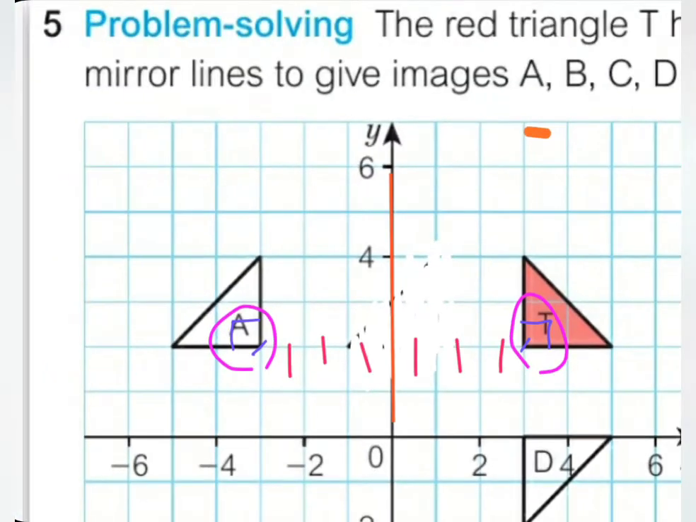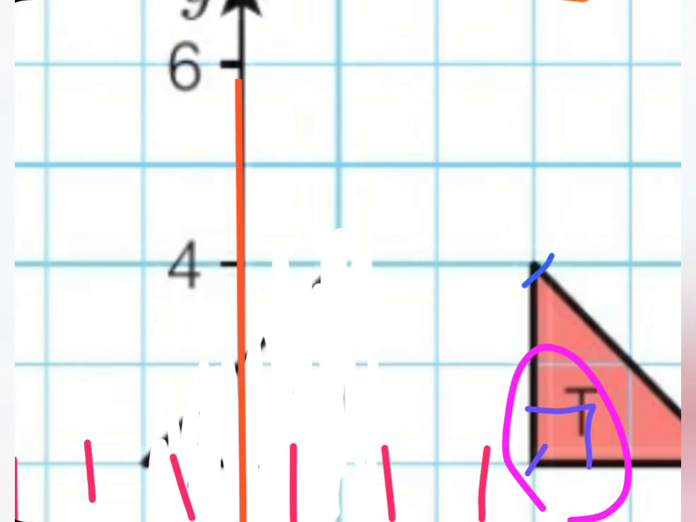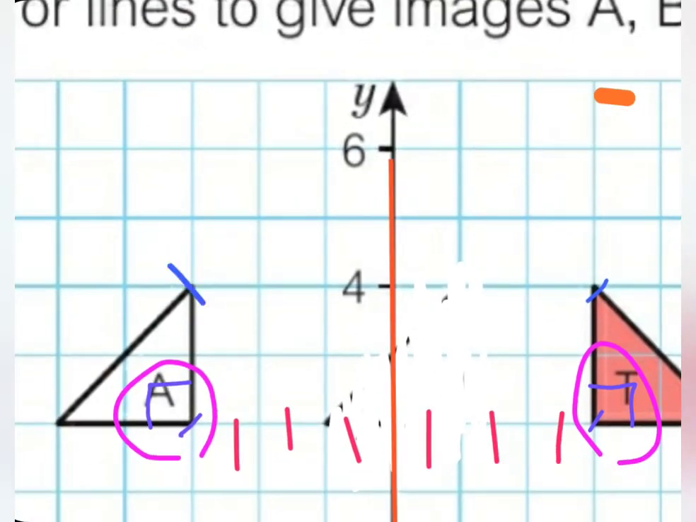How did we find this? We measured the distance between the corresponding points. And the middle of this distance is the mirror line. We can use any points on the shape. For example, if we use this one, the corresponding will be here, and the distance will be 1, 2, 3. So it's going to have the same mirror line. And this is how you answer this question.